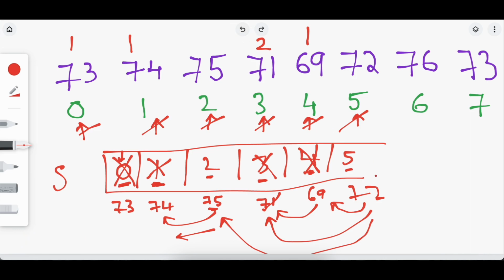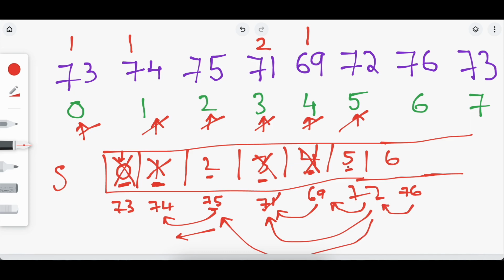Okay, now where are we here? Now we move to the index 6, and here what is the value? The value is 76. Okay, now is my 76 greater than 72, the previous value? Yes, it is.